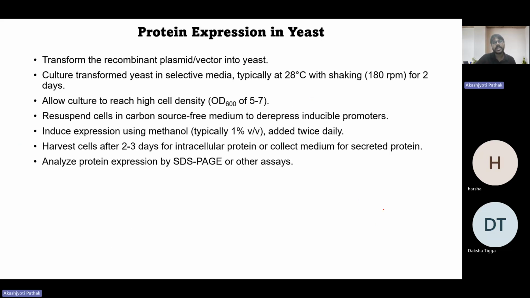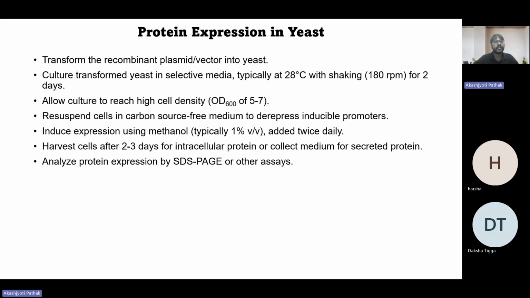Now, protein expression in yeast. For bacteria, we go for IPTG induction. We allow the culture to grow, and once it has reached OD 0.4 to 0.6, we add IPTG, and the IPTG induction is carried out for a certain time. That also needs optimization. For some proteins, if you allow the IPTG induction for 2 to 3 hours, then your protein is expressed in a good amount of quantity.